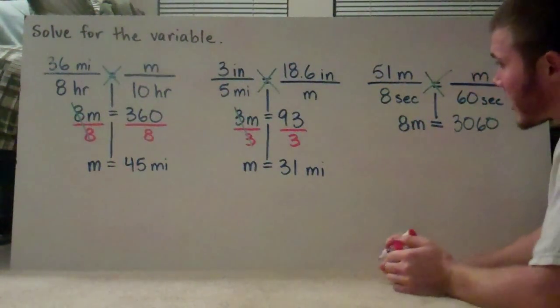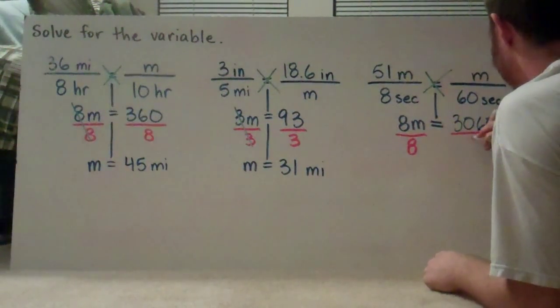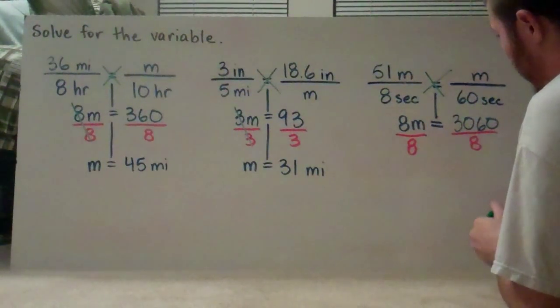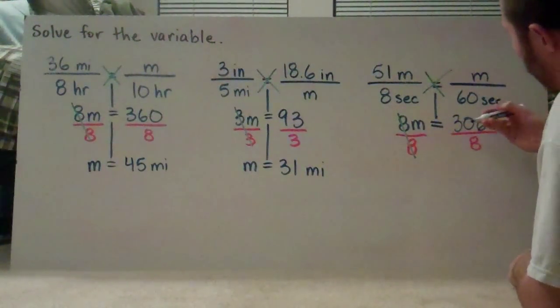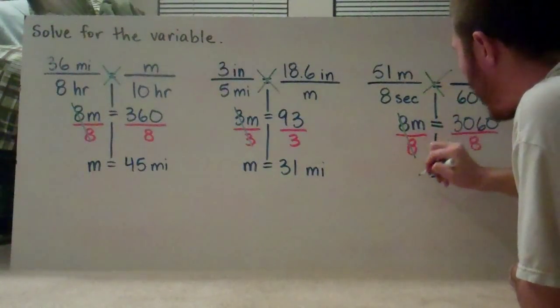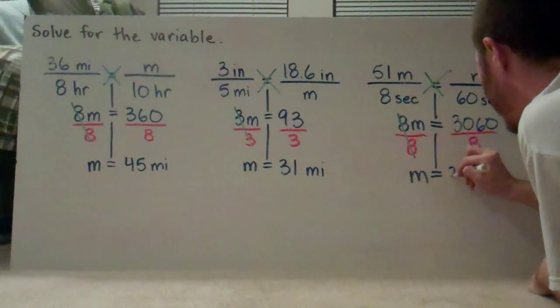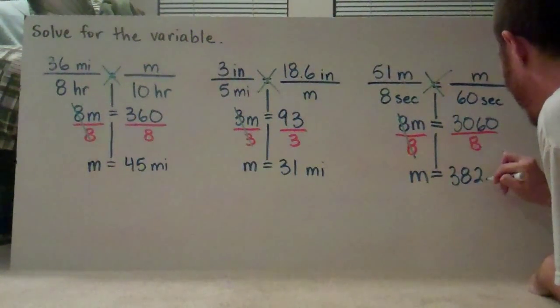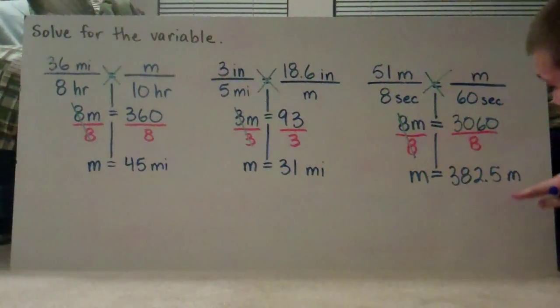How do I do that? I divide by 8. And since I divide by 8 on this side, I need to divide by 8 on the other side. So these cancel out. M is all by itself, which is exactly what we want because that's what we're solving for. And when I divide 3060 by 8, I'm going to get 382.5. And we're dealing with meters, so I'm going to label my answer with the unit of measurement. In this case, meters. So that's what you should have gotten for your answer.